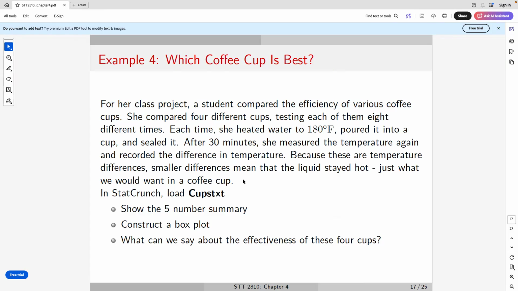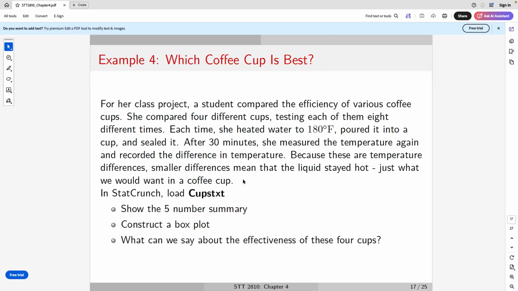So who would summarize the problem for us? What is happening? She's trying to find how good her coffee cups were, so she had multiple coffee cups. She measures them 8 times, and she records the difference, not the temperature, but the difference between the last measure. Okay, which is the best cup? Do you all agree with that?